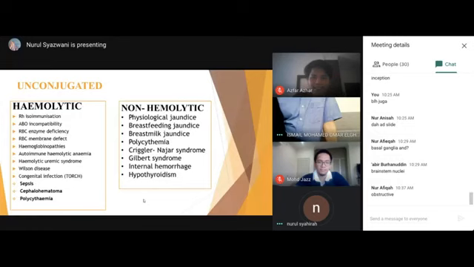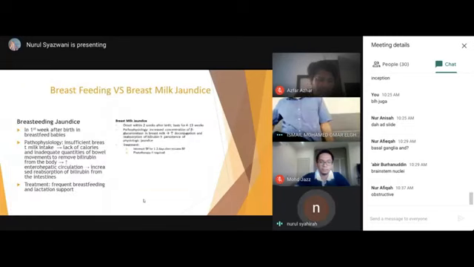Okay, this one is the comparison for breastfeeding jaundice and breast milk jaundice. Breastfeeding jaundice is usually in the first week after birth in breastfed babies. The pathophysiology is usually insufficient breast milk intake, which leads to reduced calories and inadequate bowel movement to remove the bilirubin from the body. This increases the enterohepatic circulation and the reabsorption of bilirubin from the intestine. It can usually be treated with frequent breastfeeding and lactation support.